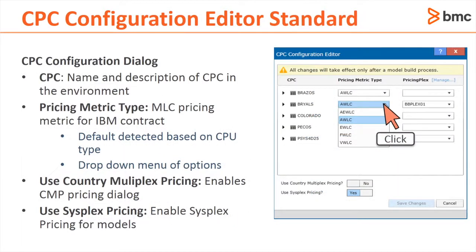After selecting the CPC configuration editor, the CPC configuration dialog is displayed. Here you will see the CPC name and description, followed by the pricing metric type. Based on the CPU type and collected data, a default metric pricing type and PricingPlex is selected. From here, you can use the drop-downs to modify the selections. You can also designate a country multiplex pricing or sysplex pricing will be used for the pricing models.